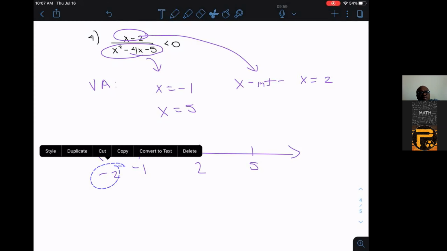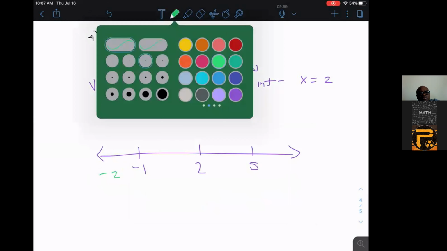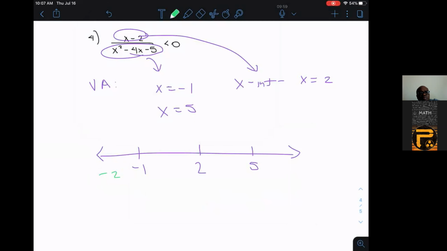Let me change this to a different color. If you do anything between -1 and 2, you can pick 0. Anything between 2 and 5, you can pick 3. Anything after 5, I think you picked 8. I can't remember exactly.